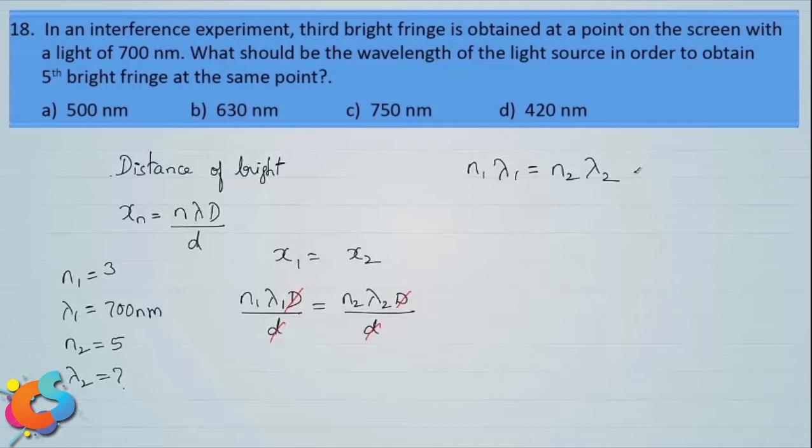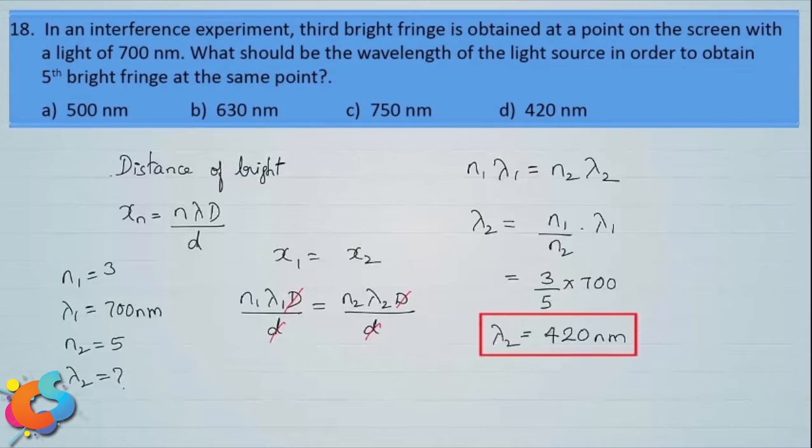Now let me substitute the values to find lambda 2. The expression for lambda 2 is n1 by n2 into lambda 1. n1 is 3, n2 is 5, lambda 1 is 700 nanometer. So this is 2100 by 5, which is equal to 420 nanometer. So the unknown wavelength is 420 nanometer. Therefore, option D is the correct answer.